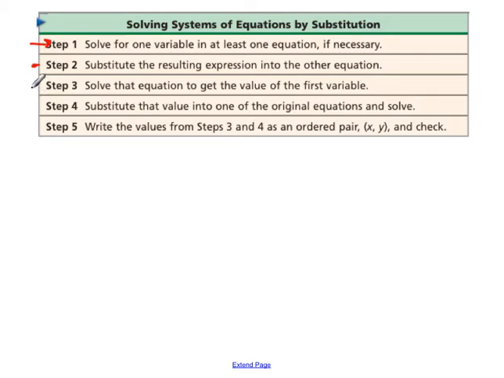Once we've plugged our values in or substituted our values in, we are going to solve the equation to get the value of the first variable. Step 4 is once we have that variable, we're going to take the value that we solved for and plug it into our original equation, and then we are going to solve that to get the other variable, which will then give us our x, y, or ordered pair. We can plug those in and check, and this is really important, that we check it. Let's take a look at an example here.